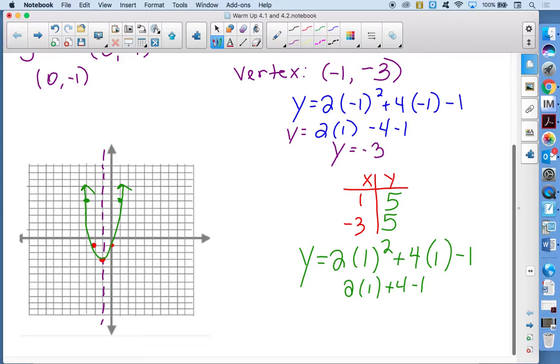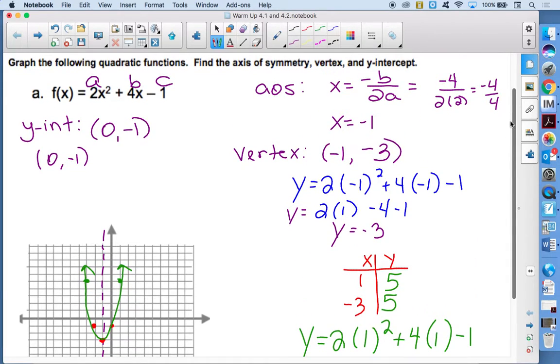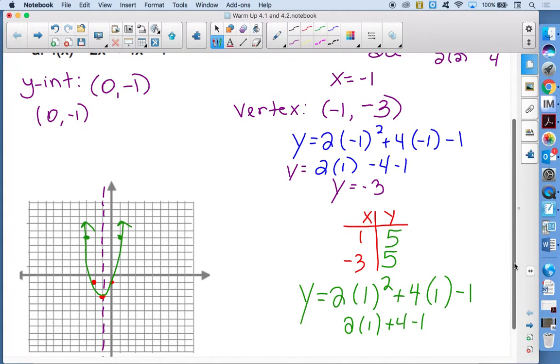So it's a little longer than normal. It's facing up because there was a positive 2 in front. It gets more narrow because that 2 is bigger than 1. Anytime the A is bigger than 1, the graph should get narrow. Any questions with the standard form?